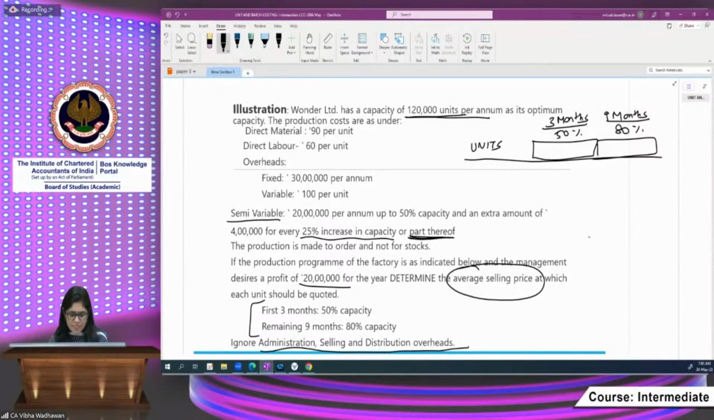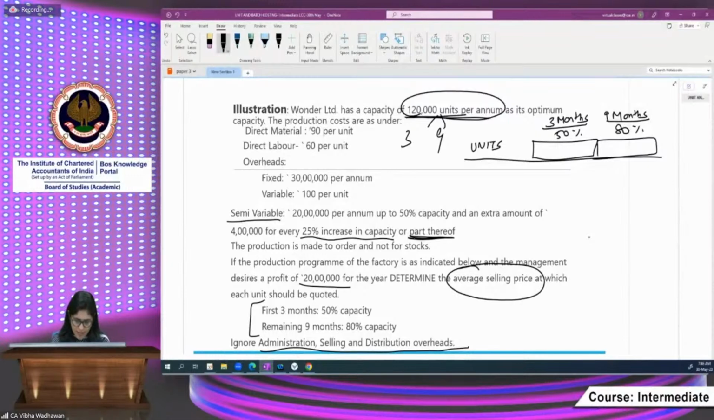Okay, students, now this is the point, just the start of the question. If you calculate wrong units, the entire question will be wrong. Clear? Now, 60,000, 90,000, lots of queries are coming. 60,000 and 90,000, 72,000. Students, now 1,20,000 is the units per annum. Clear? So first you have to split for 3 months and then 9 months.